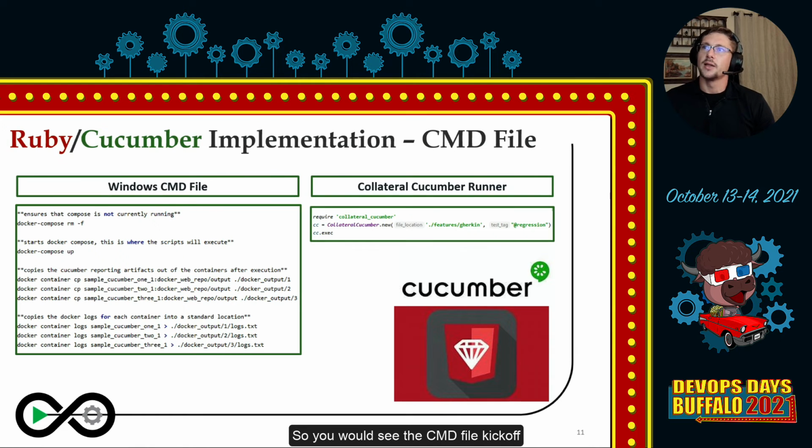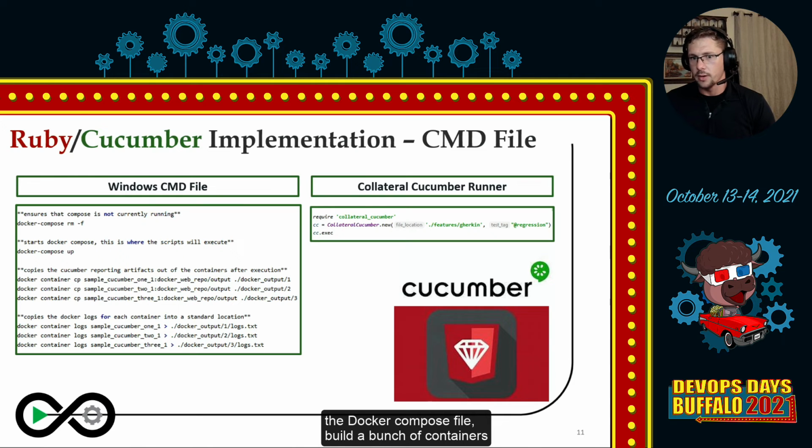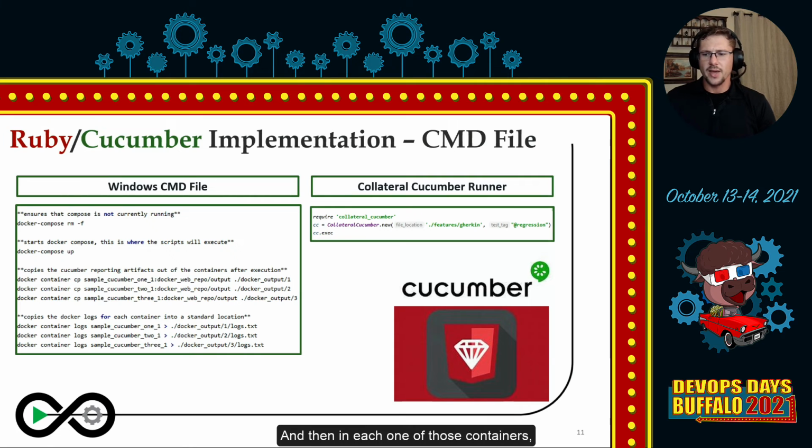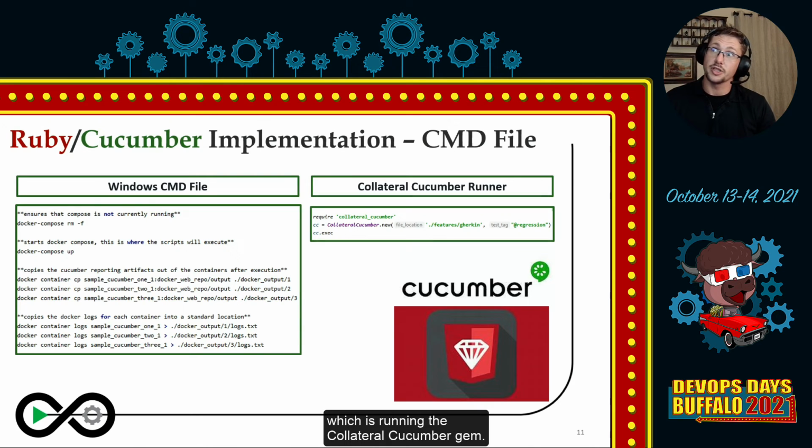So you would see the CMD file kick off the Docker Compose file, build a bunch of containers based on that image we built in the Dockerfile. And then in each one of those containers, it's running an instance. It has an instance of the GitHub repo. And in that instance of the GitHub repo on each container, it's splitting the execution up by this Collateral Cucumber runner, which is running the Collateral Cucumber gem. It's just important to know that we're running in each container's context. So the Collateral Cucumber runner runs every time a container is spun up.